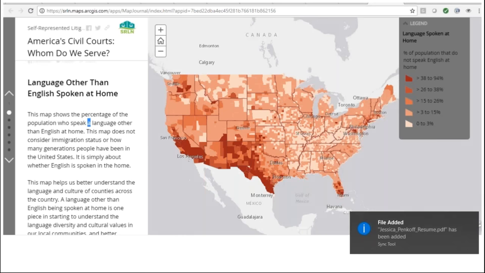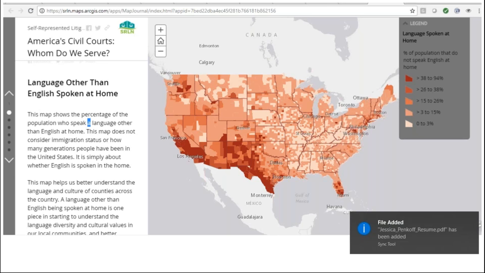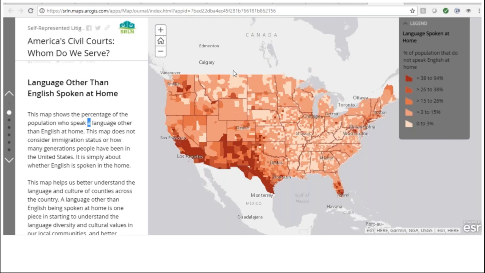What I wanted to do is, I don't know if you have seen this very helpful map from the Self-Represented Litigant Network. They have this map that is based on American survey data, and this is just a print screen. If we were in the actual tool, you could zoom in and see what your counties look like. The darkest one is for 38 to 94%. You can see that vastly populated areas of the country are having increasing language diversity. And the lightest one is areas that have less than 3% of people that speak a language other than English in their home. Those tend to be in areas where there are not large populations.